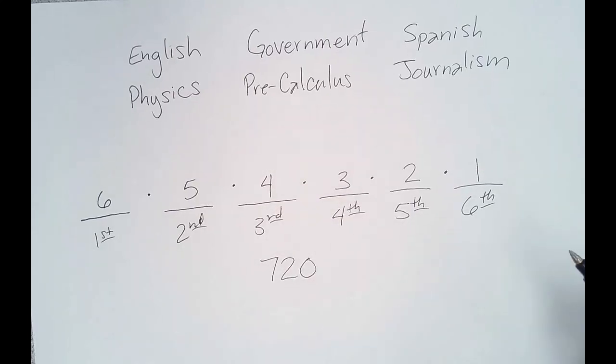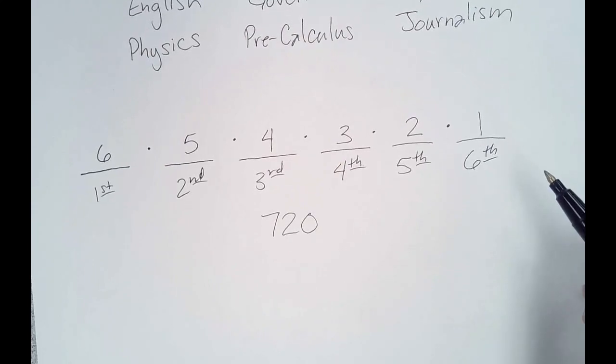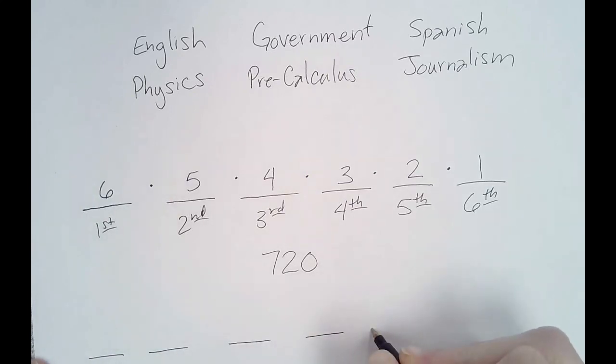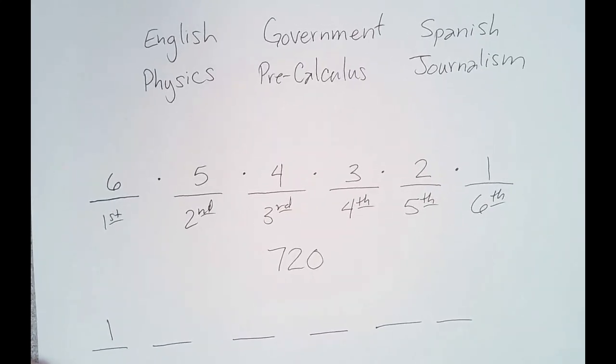Well, what if pre-calculus is only offered first hour? What if he can't take pre-calculus any other time? Then we need a new decision chart. He only has 1 choice for first hour if he wants to take pre-calculus, and it's only offered first hour.